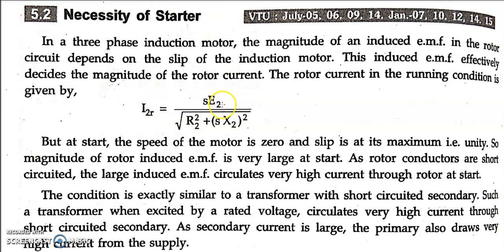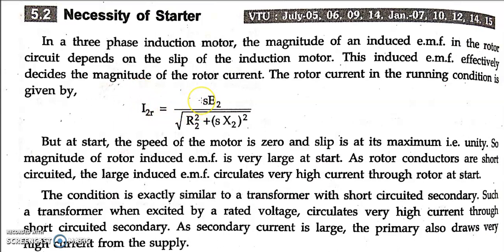Whenever we start the motor, it is at rest, speed is 0. When we apply rated voltage, E2 is directly proportional to the applied voltage V. So E2 is proportional to I2R. Again, we know that at standstill slip is equal to 1. So I2R is proportional to E2. When E2 is high, I2R will also be very high.